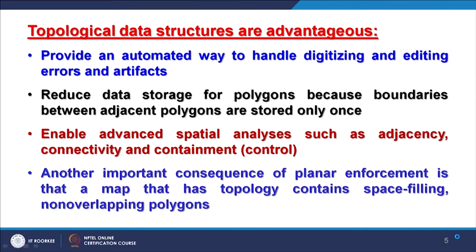Another important consequence of developing topology, or planar enforcement, is that a map that has topology contains space-filling, non-overlapping polygons. Recall the discussion when I said that a common boundary between two polygons, if digitized twice, may sometimes have overlaps and sometimes gaps. These are called artifacts. We never intended there to be extra polygons, and they create hell of a lot of problems while doing analysis like adjacency, connectivity or containment. So, when we build the topology, all these errors are removed. If my map should have 50 polygons, it would have 50 if I have done the digitization properly. Let me give you an example.